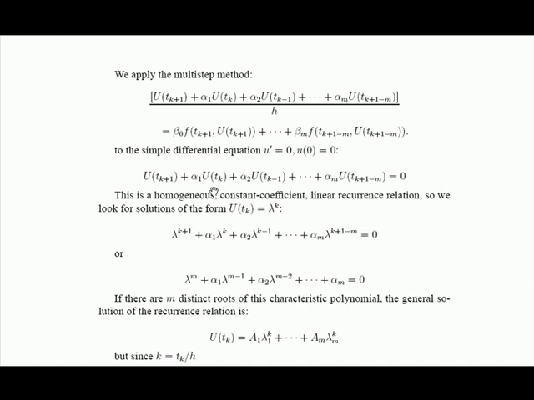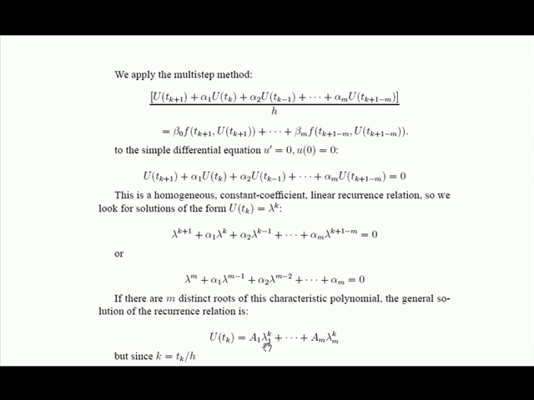And from discrete math, we know that those have solutions of the form lambda to the k. So we plug in u of t equals lambda to the k in this to see what values of lambda will give us a solution. And we get exactly the characteristic equation after dividing by the lowest term. So here's the characteristic polynomial, and we're looking for solutions of the form lambda to the k. So what are the roots of that? Well, if there are m distinct roots, then the general solution of this linear recurrence relation is all linear combinations of lambda 1 to the k, lambda 2 to the k, and so forth.